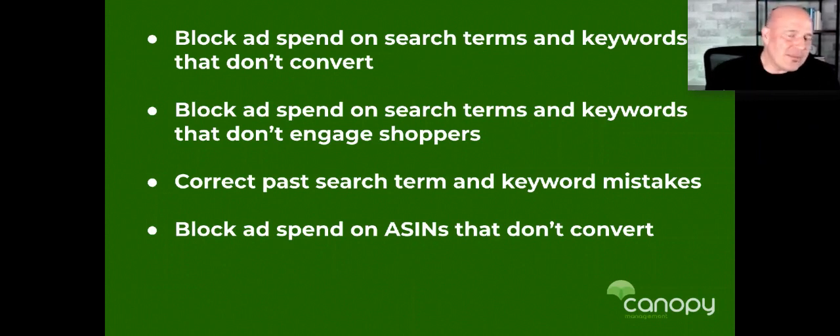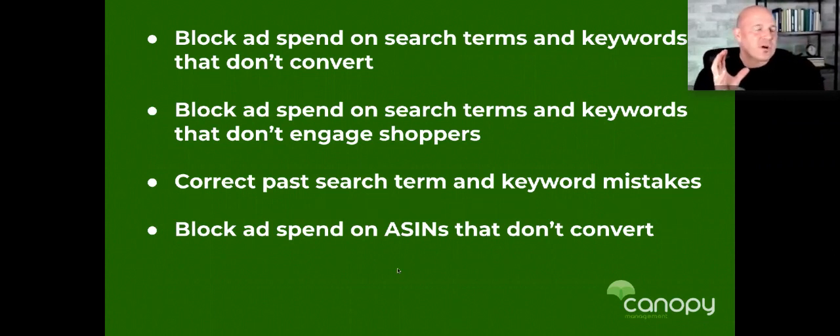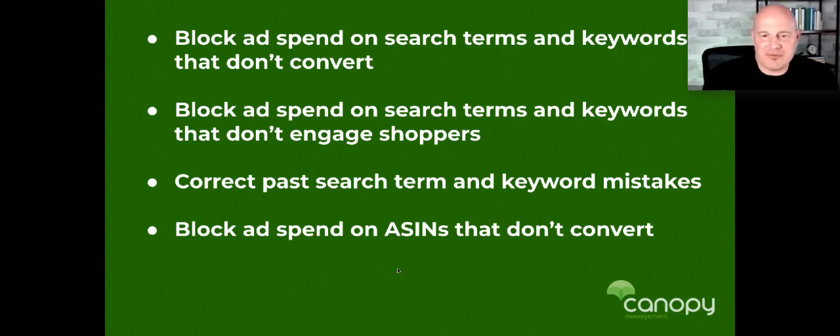So some of the things I'm going to be talking about as far as the processes, the steps, the cheat codes, we're going to be talking about as far as essentially blocking ad spend on search terms and keywords that simply don't convert. Again, that's probably a dull statement for many of you. We're going to talk about blocking ad spend on search terms and keywords that don't engage shoppers, correcting past search term and keyword mistakes, which might be new for you, and of course, blocking ad spend on ASINs that don't convert. So these can span across a few different ad types.